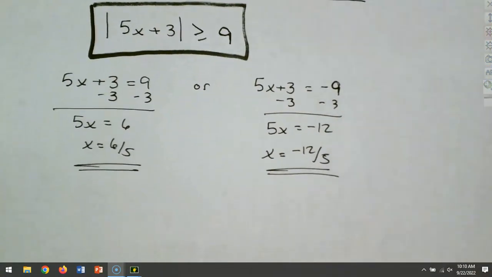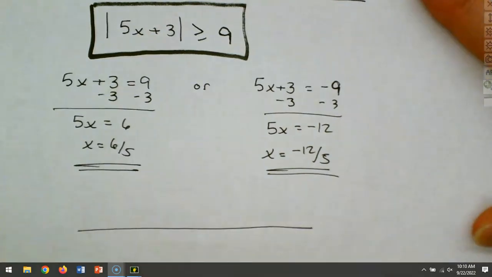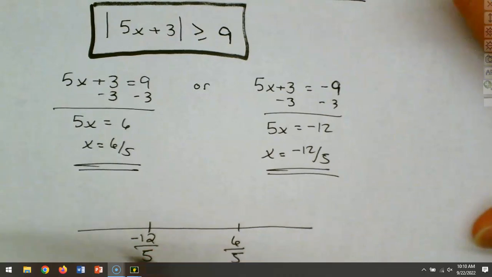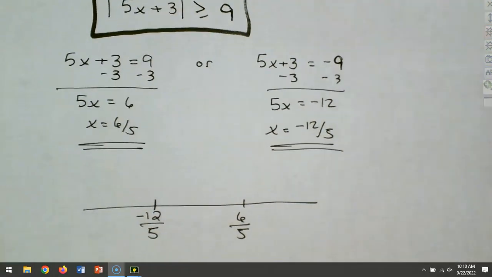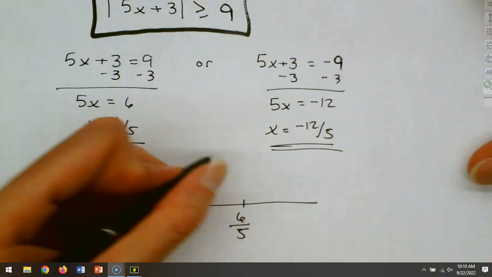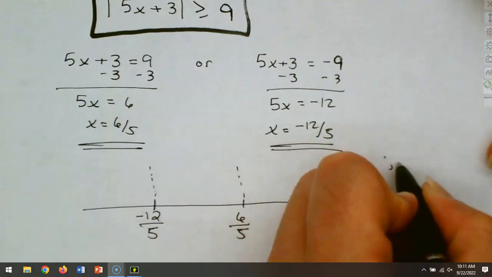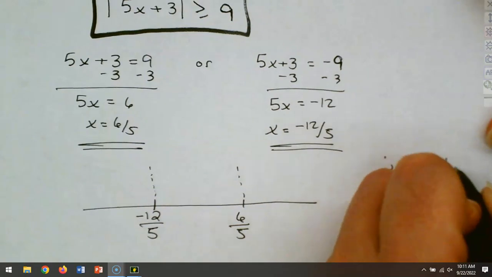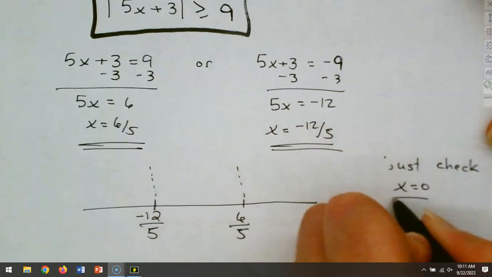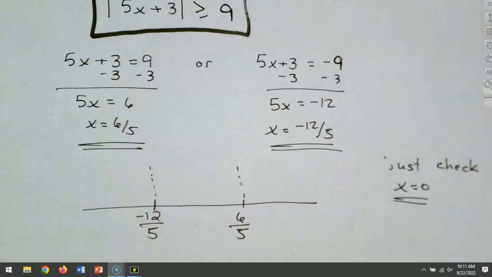We are not done because they have to go on the number line. And make sure they go in the correct order on the number line. Very, very important that they go in the correct order. So there they are. And that makes our regions. Now, we only have to check 0. So the only one you have to check is 0. That's it. On these, just check 0. We don't have to check any others. All we have to check is 0.